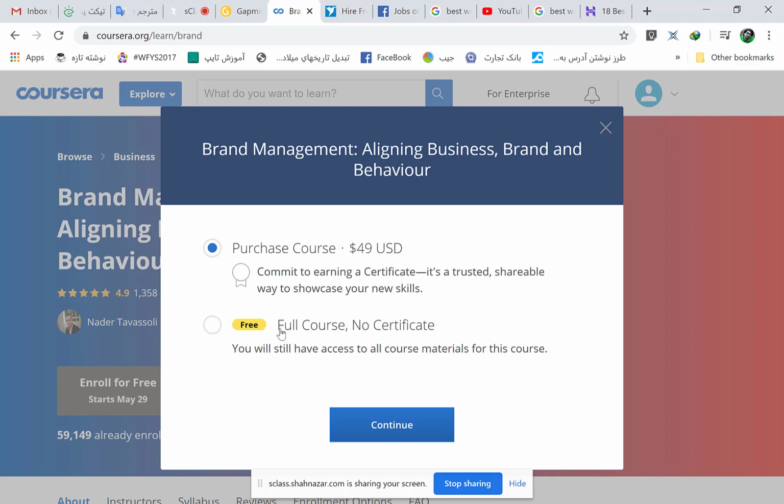If I want full course without any certificate, it's free. But if I want a certificate, I should pay $50. Okay, don't think about that. If I want to pass a course here, I will choose this second choice, because it's better. It's free, and in some of the high level job positions, you need to show the certificate at first.